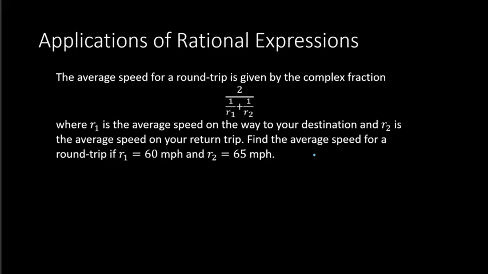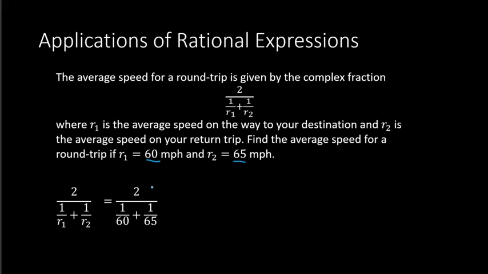So to solve this, what we do is we just take the formula given to us and then we plug in the different numbers. So we have here r1 is 60 miles per hour, so we plug a 60 in for r1, and then r2 is 65 miles per hour, so you plug that in for r2. So we have 2 over 1 over 60 plus 1 over 65. And then from here, we can try to simplify this fraction. Or I guess we could use a calculator, but our objective here is we're trying to get practice with the simplifying process.